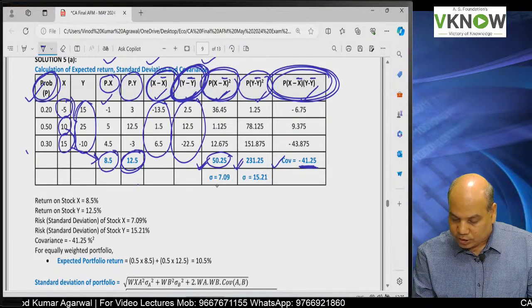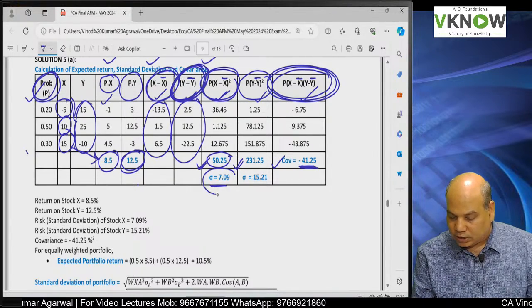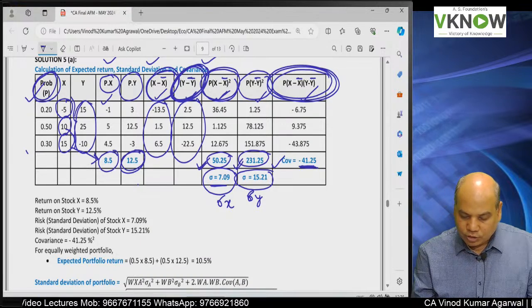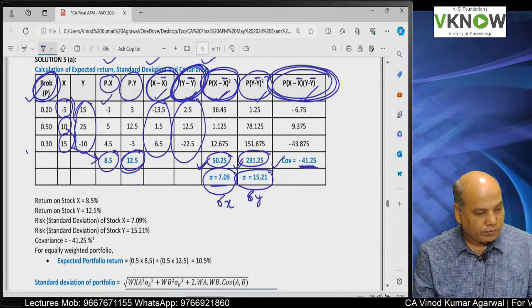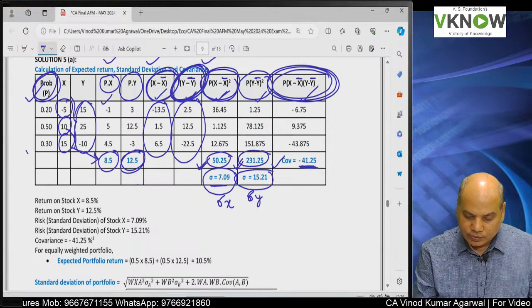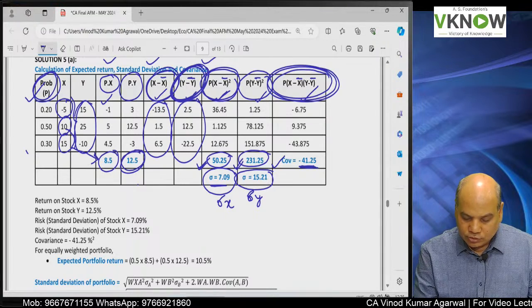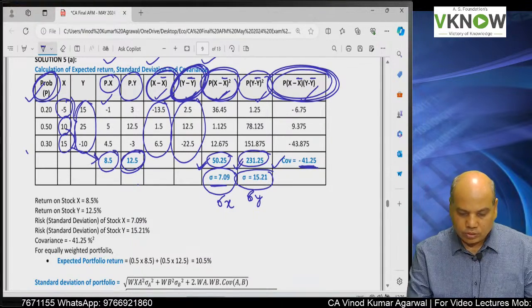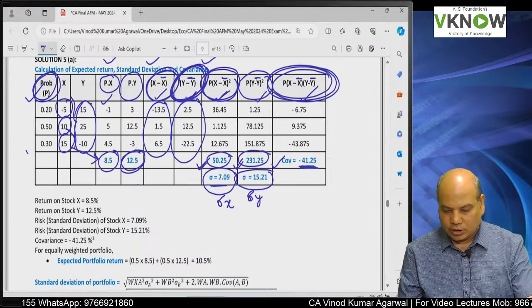In this column, take the square root. You get the standard deviation of X. And in the next column, you get standard deviation of Y. Now I am ready for solving all the questions. The first question is, what is the return on stock X?